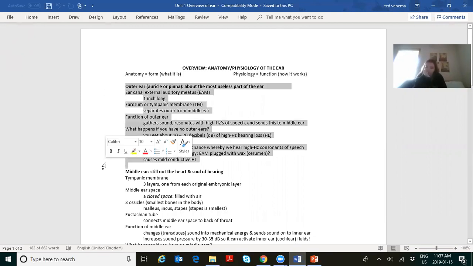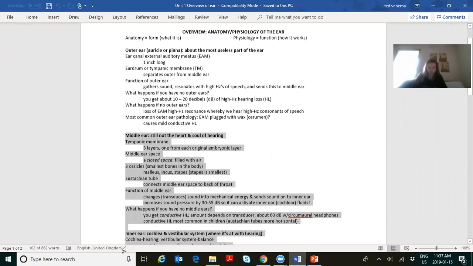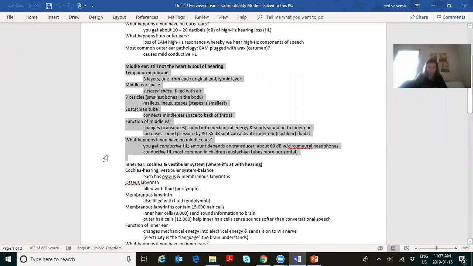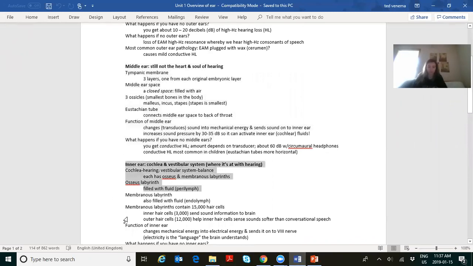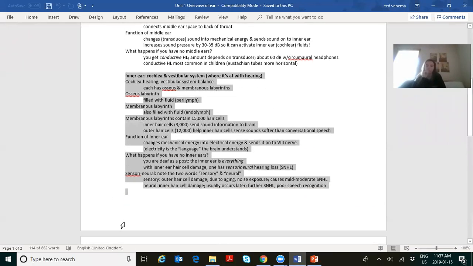I'm a big believer in context. If you look at the whole overview, then when you go back, you can look at the details, but you'll still have some idea about what lays out in the future. So we'll talk a bit about the outer ear today. We'll talk a little bit about the middle ear today. And I'll give you an introduction to the inner ear today.